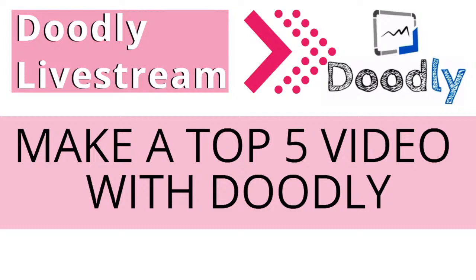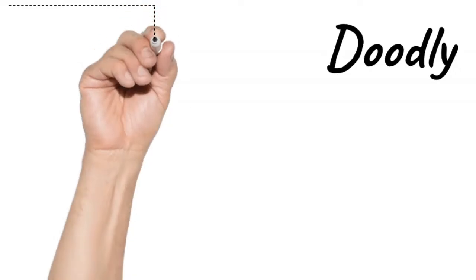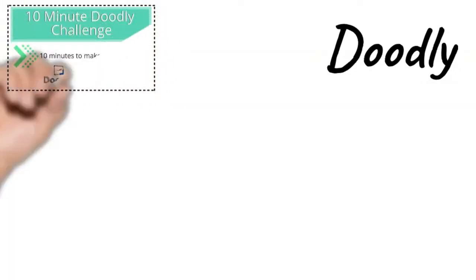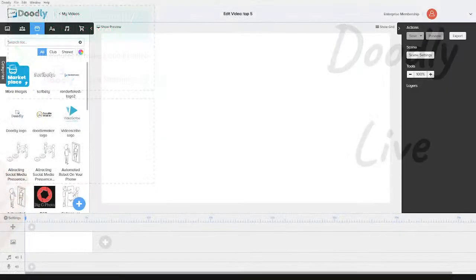I'm probably going to split this into 2 parts, and I'm going to carry on next week and show you maybe how to do a bit more of a polished top 5 listicle video with Doodly. As you know, every 9 o'clock on a Saturday I do live streams. I've done quite a lot so far. You can check them out in the live stream playlist.